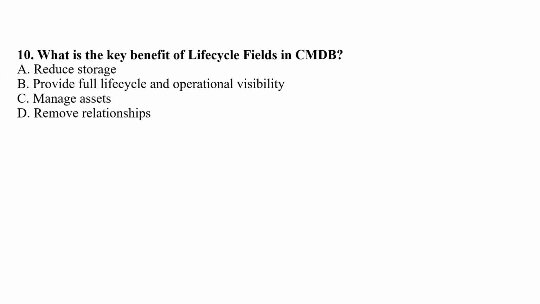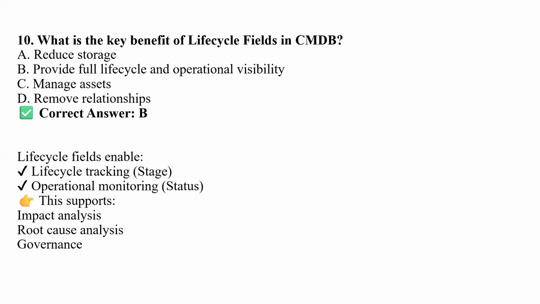What is the key benefit of lifecycle fields in the CMDB? Option A, reduce storage. Option B, provide full lifecycle and operational visibility. Option C, manage assets. Option D, remove relationships. The correct answer is option B, to provide full lifecycle and operational visibility. Because lifecycle fields enable the stage and status. Stage means lifecycle tracking. Status is operational monitoring.